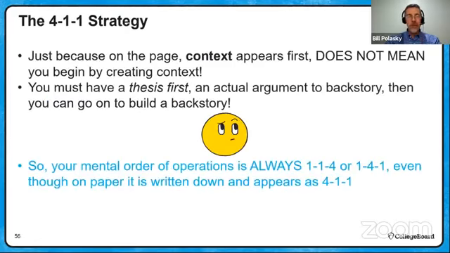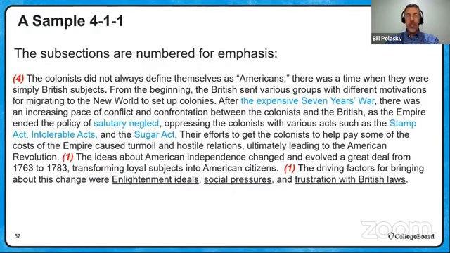Here's an example then of a 4-1-1. We can start with your thesis. Let's sneak down to number 1. The ideas about American independence changed and evolved a great deal from 1763 to 1783, transforming loyal subjects into American citizens. That's the argument, okay? Then the plan of attack, the body paragraphs, the subsets of the argument: the driving factors for bringing about this change were Enlightenment ideals, social pressures, and frustration with British laws. That's sort of a signpost. Bam, body paragraph 1, Enlightenment ideas. Bam, body paragraph number 2, social pressures. Bam, paragraph number 3, frustration with laws. So that's all what had to get thought about or fleshed out, at least the argument.